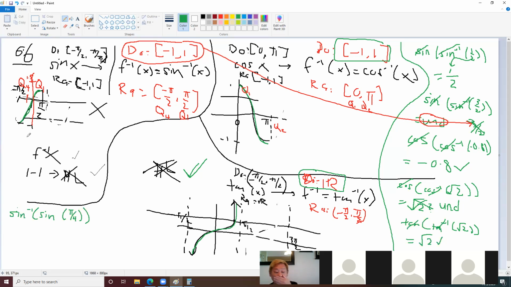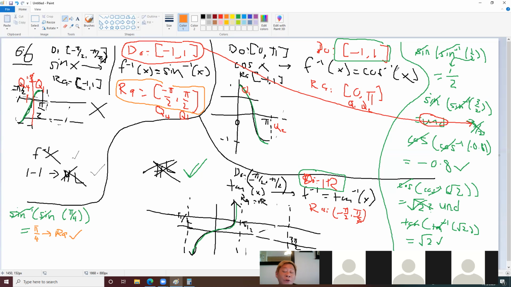So this is switched around. Again, these two will cancel. But if you switch that around, you don't look at the domain anymore. You look at the range. Is pi over 4 inside this range? Yes, pi over 4 is inside. You see what I'm trying to say?